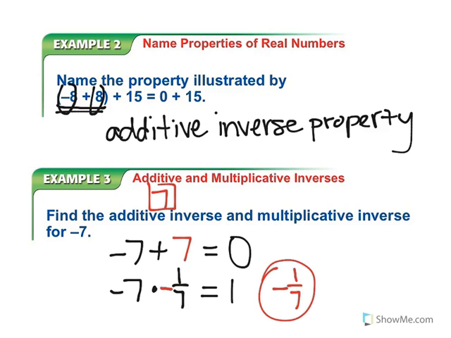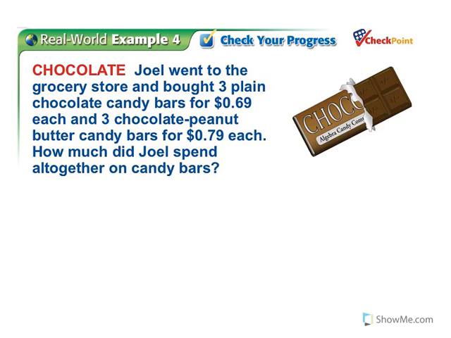Now I would like you to try a problem. Example 4. Joel went to the grocery store and bought 3 plain chocolate candy bars for 69 cents each and 3 peanut butter candy bars for 79 cents each. How much did Joel spend altogether on candy bars?